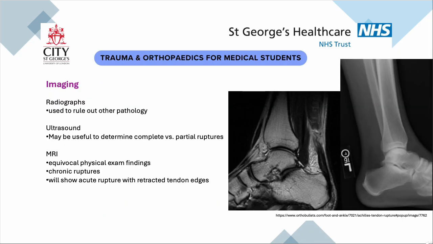When imaging an Achilles tendon rupture, typically an X-ray is taken just to rule out other pathology or fractures. Ultrasound is the most common modality, as this will identify complete or partial ruptures and will give you information about how far apart the ends of the tendon are. MRI is less commonly done and is really only if there are chronic injuries or the diagnosis is really uncertain.